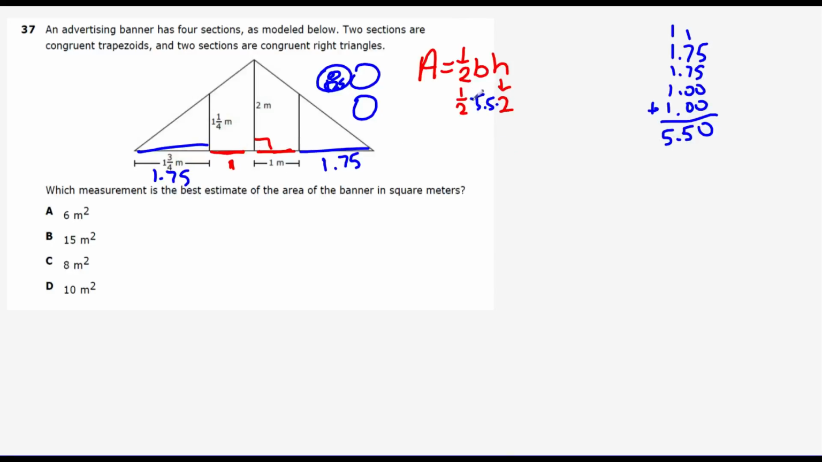Okay. So we have 1/2 of 5.5 times 2. So I could take half of 5.5 and then multiply by 2, or I can skip around a little bit and say, what is 1/2 times 2? Which is nice because half of 2 is just 1, right? So 1/2 times 2 is 1, and then bring my 5.5 down.